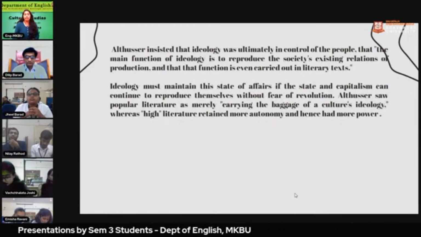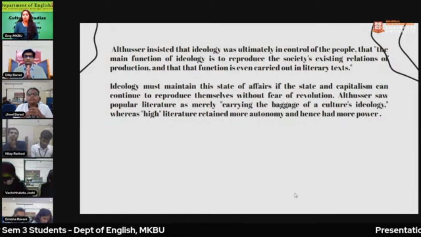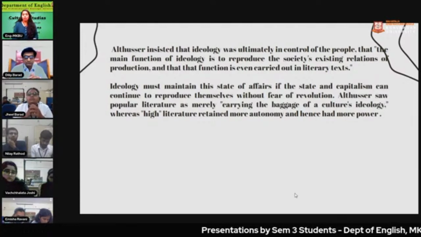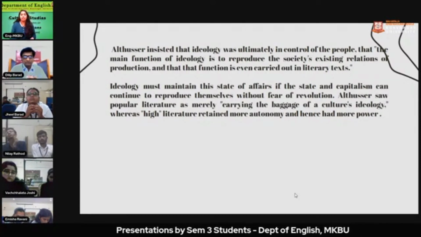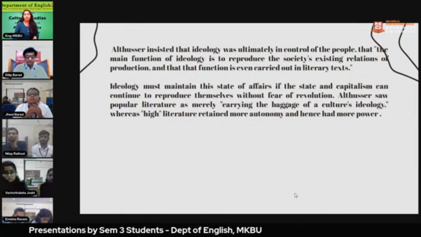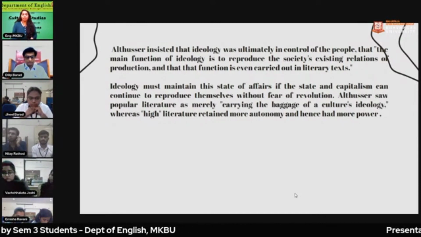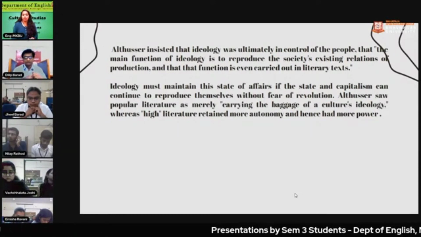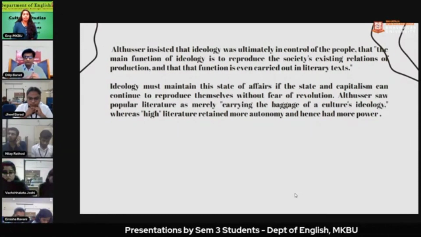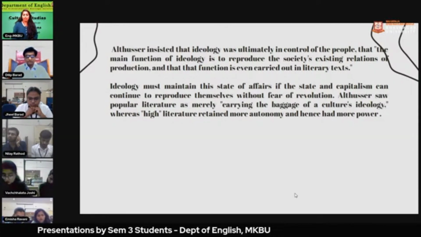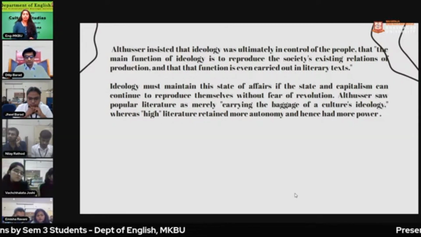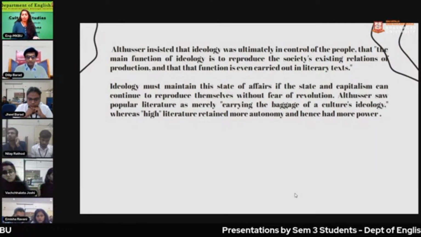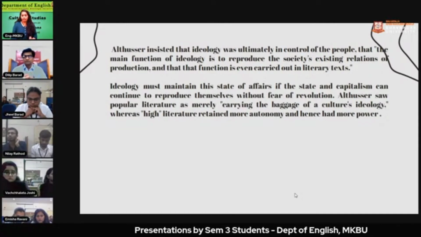Althusser insisted that ideology was ultimately in the control of people, that they maintain the function of ideology to reproduce the society's existing relationship of production, and that this function is even carried out in a literary text. And ideology must be maintained in this state of affairs if the state and capitalism are to continue to reproduce themselves. Althusser also said that popular culture is merely connected with cultural ideology.